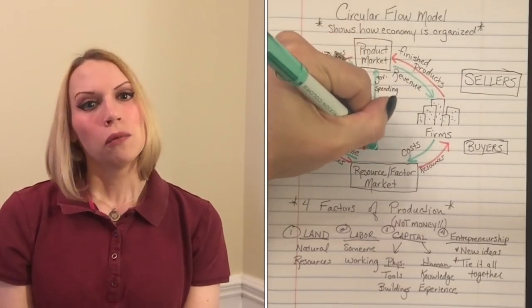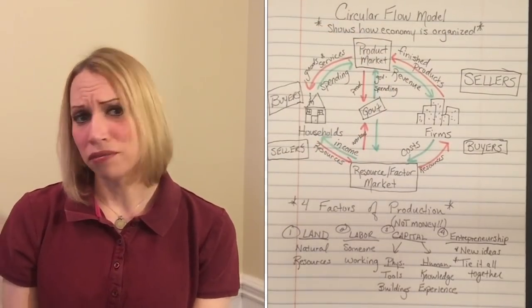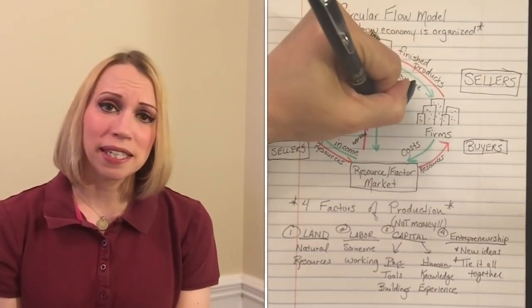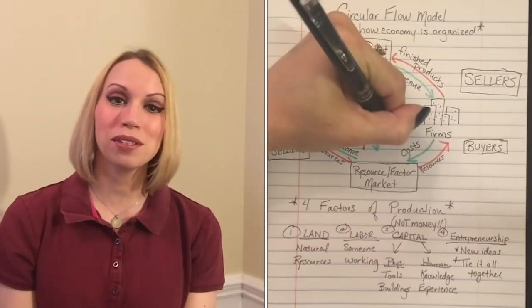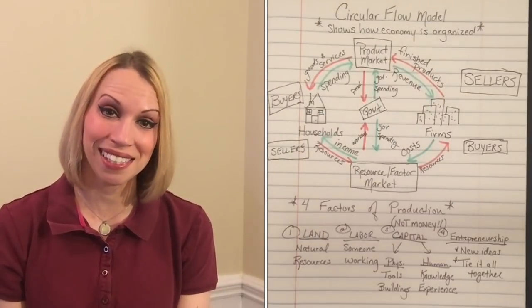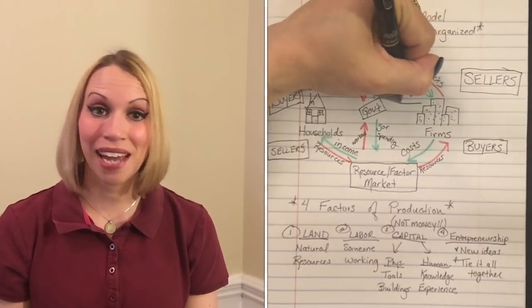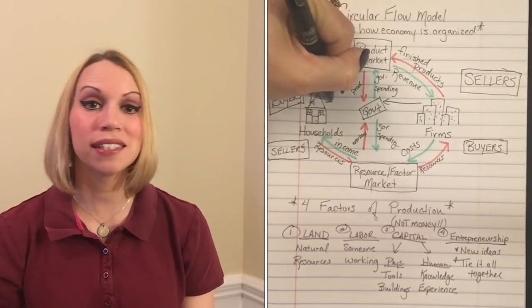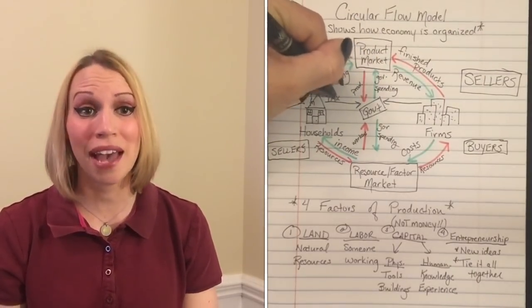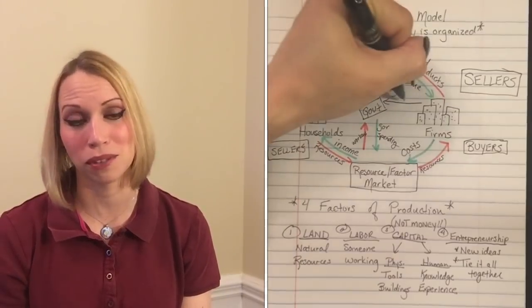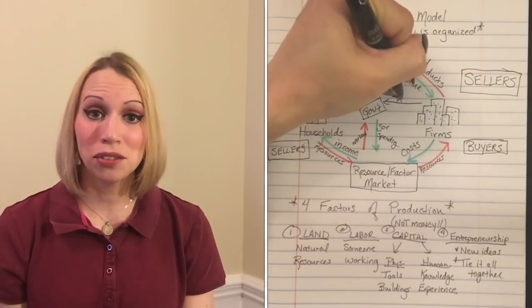Now, where does the government get some of its money from to spend on these things? Well, sadly, you know the truth. They get most of their money from taxes. The government collects taxes, sales taxes, income taxes, corporate income taxes, from both households and firms. But they do give back.